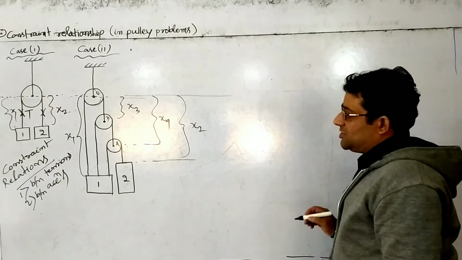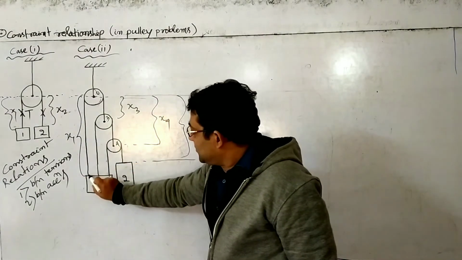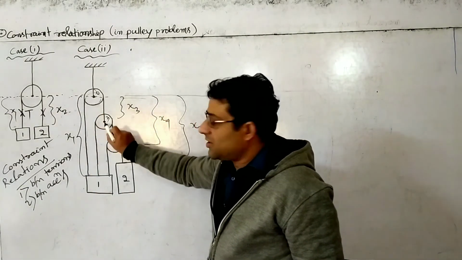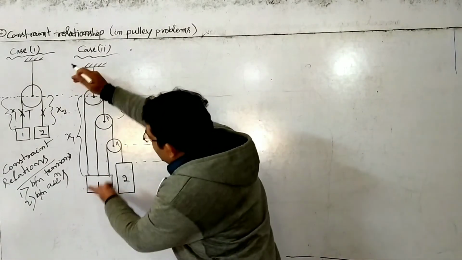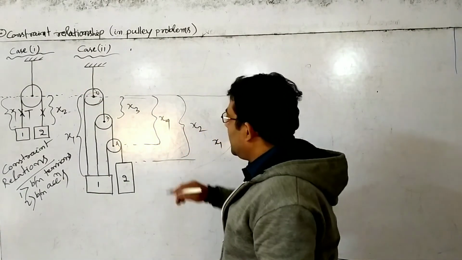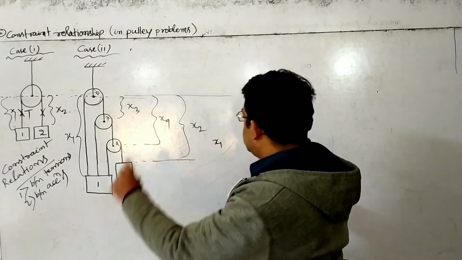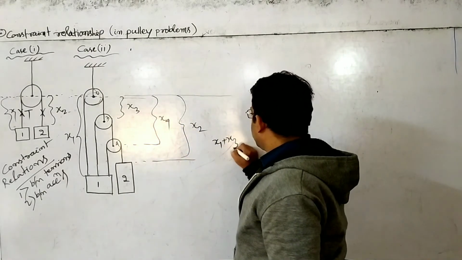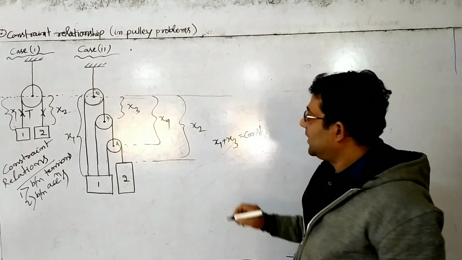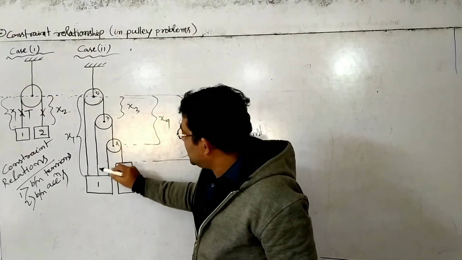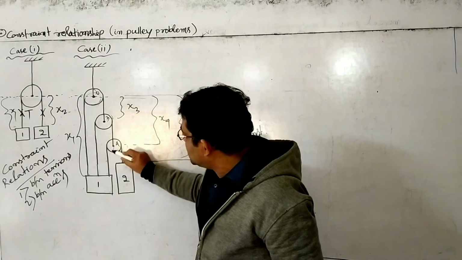Okay. Now, see, the length of this string will remain constant. String is inextensible. So, what we can say, from here to here is x1, from here to here is how much? Plus x3 is equal to constant, right? Now, what we can say, the length of this string also is fixed.